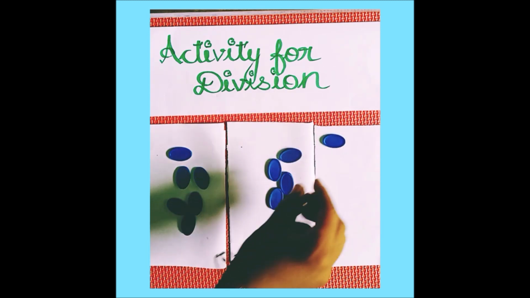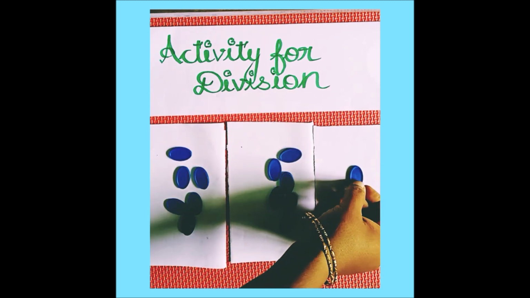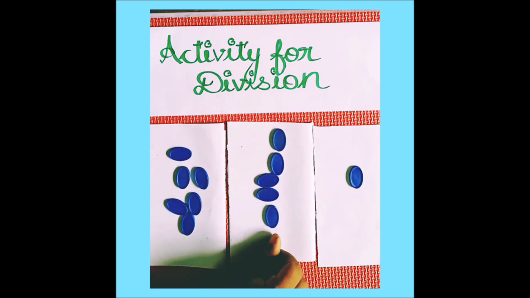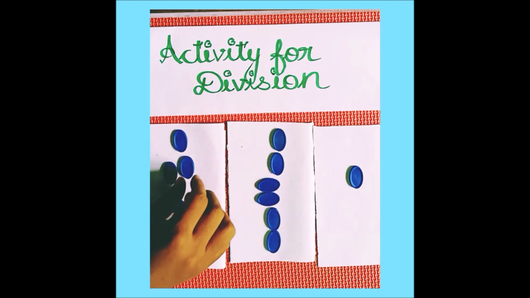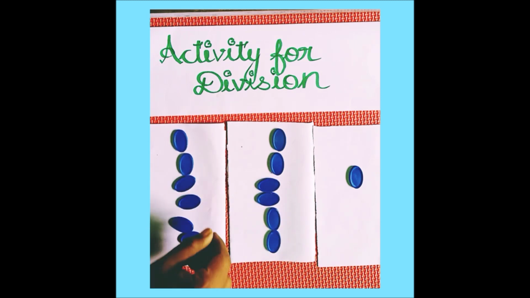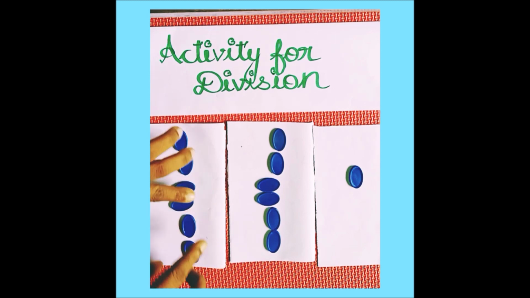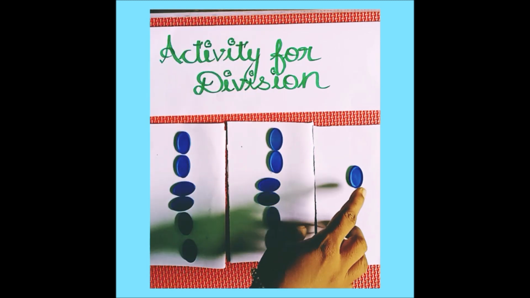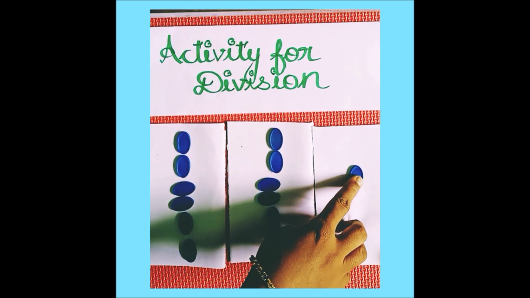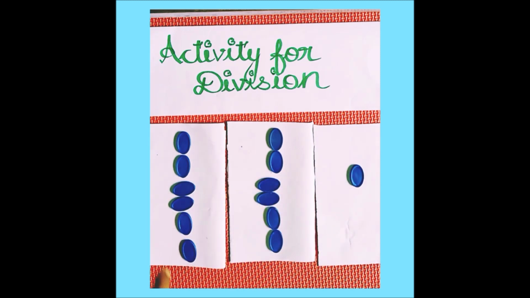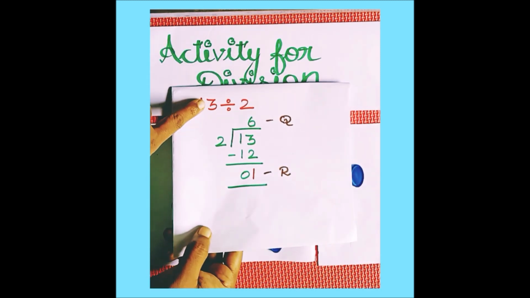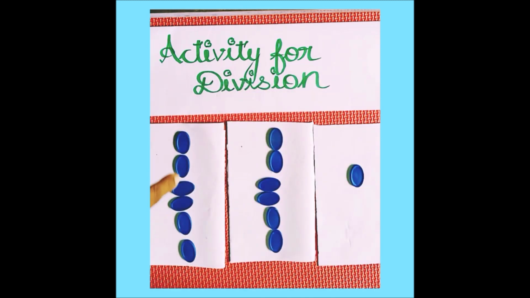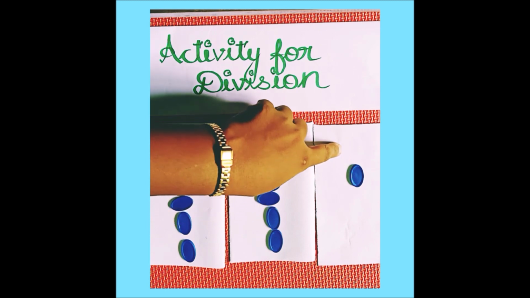See here, there is 1 coin remaining and each part, let us count how many coins are there. 1, 2, 3, 4, 5, 6. Thus, in each pot we get 6 coins and 1 coin remains. So, our remainder is 1 and quotient is 6. See here, while we are dividing the 13 by 2, our quotient is 6 and remainder is 1. Similarly, here, our quotient is 6 and the remainder is 1.